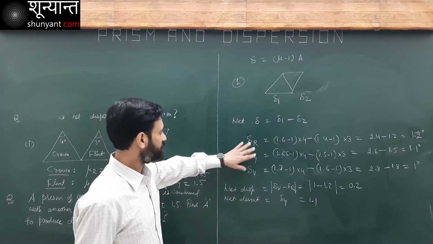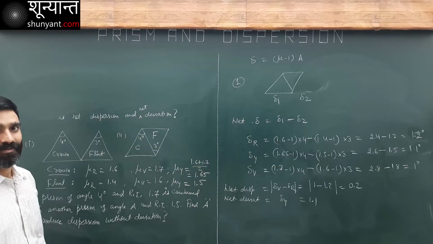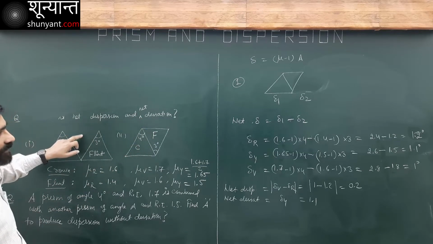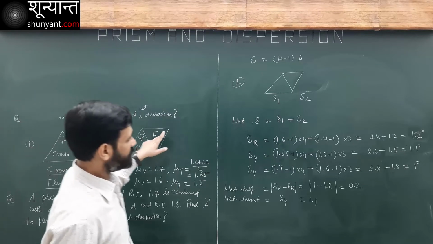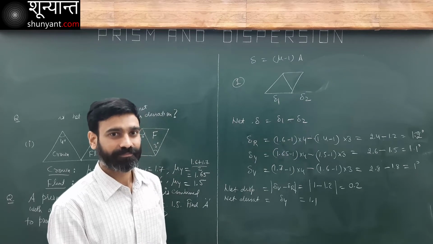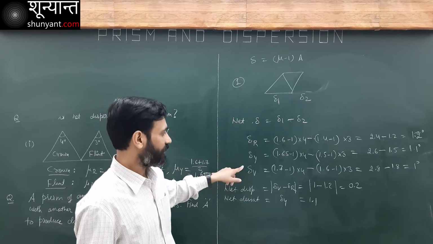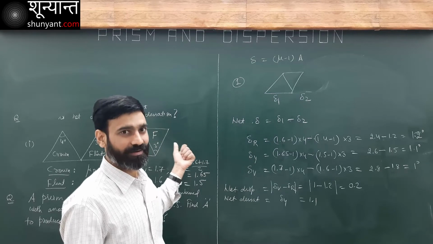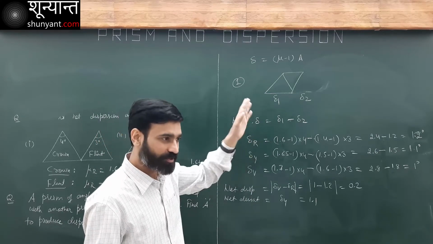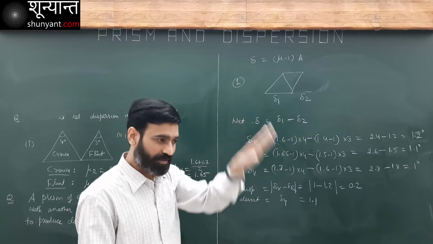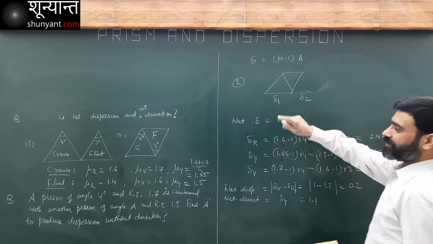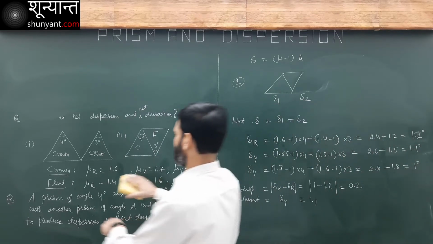Okay, so this is a dispersive power. What is the difference between this case and this case here? The sequence of colors will be reversed. In this particular case, deviation in red is now more than violet. Here it was less than violet. Okay, this deviation here is more. So the sequence of colors, the final spectrum, is going to be reversed.